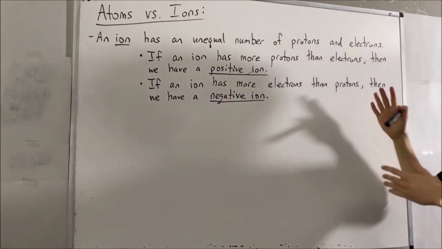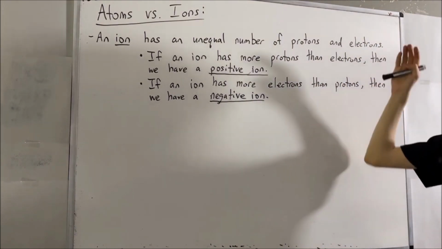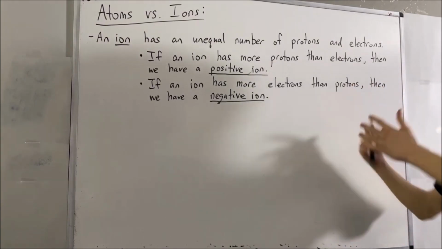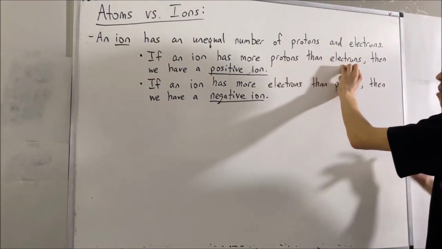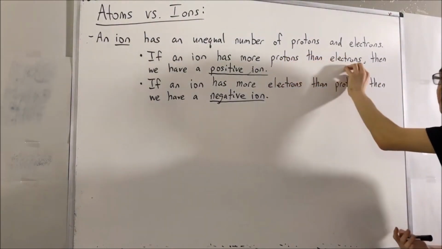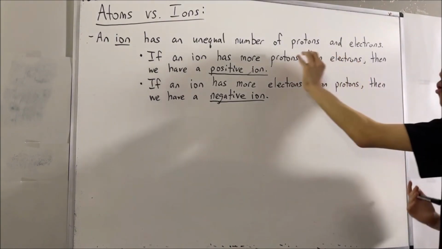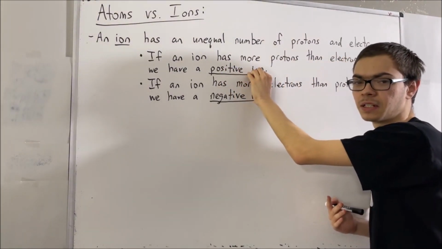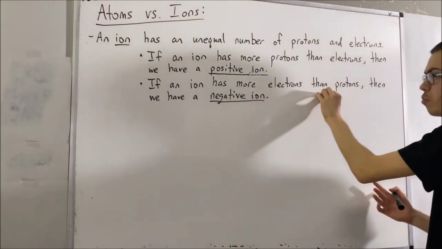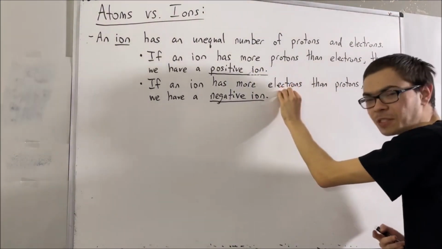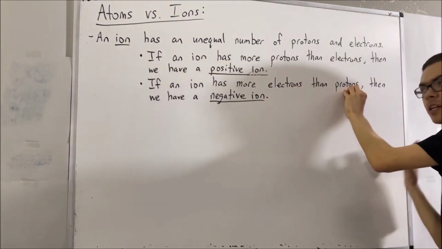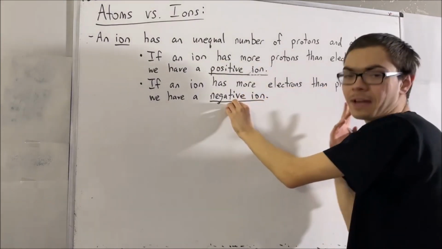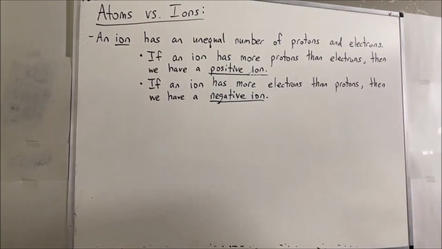And this makes sense, because if you recall, protons are positively charged and electrons are negatively charged. So if we have more protons than electrons, then we have more positive charges than negative charges, which means we're more positive than negative, so we overall have a positive ion. Similarly, if we have more electrons than protons, then we have more negative charges than positive charges. In other words, we're more negative than we are positive, which means we have a negative ion. And so that's pretty much the idea.